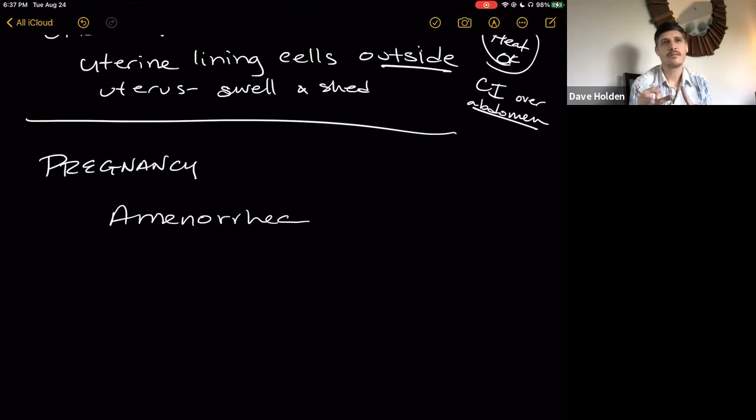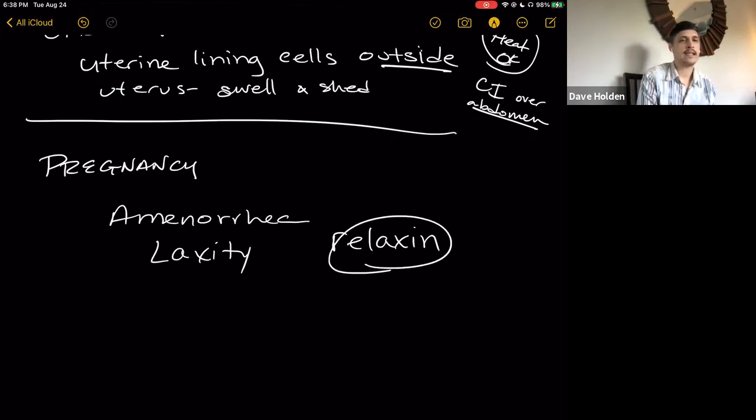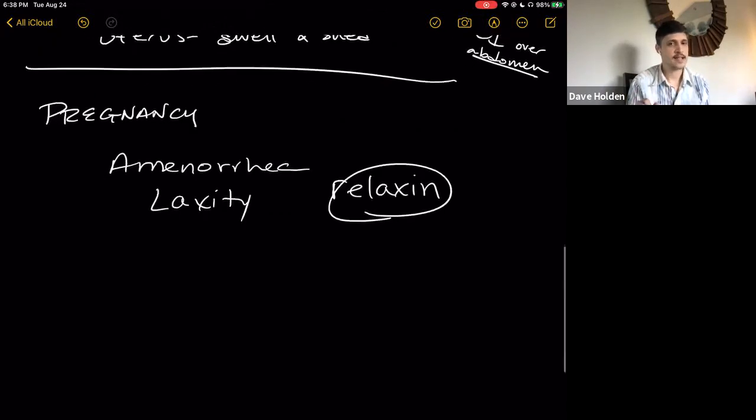breast changes, ligament laxity. So the ligaments start to loosen up. You're starting to produce a hormone called relaxin, which is the best named hormone ever. Relaxin relaxes soft tissues, so it loosens up ligaments so that your joints come a little bit looser, because the pubic symphysis in the front of your hip joint comes unhinged so that you can pass a baby through the hips. It's fascinating stuff.